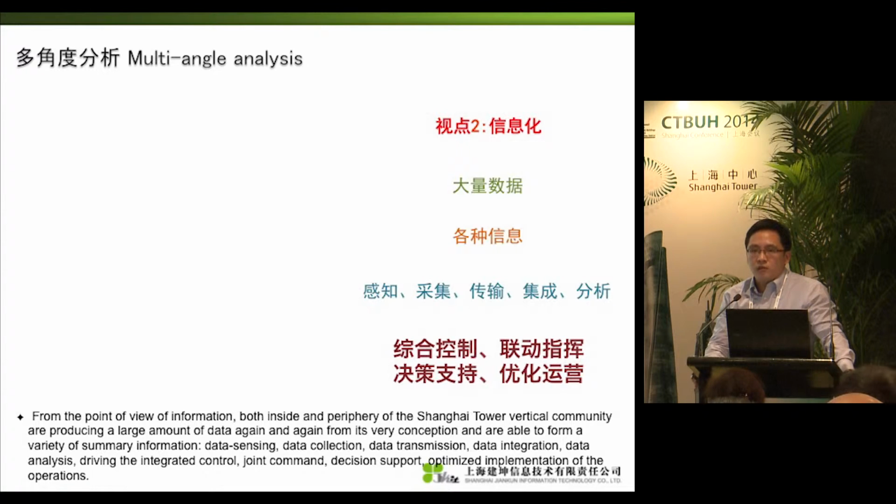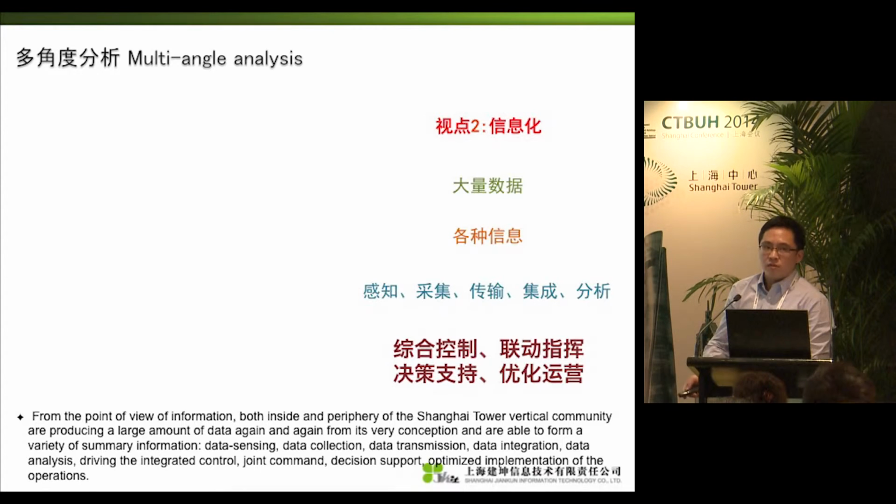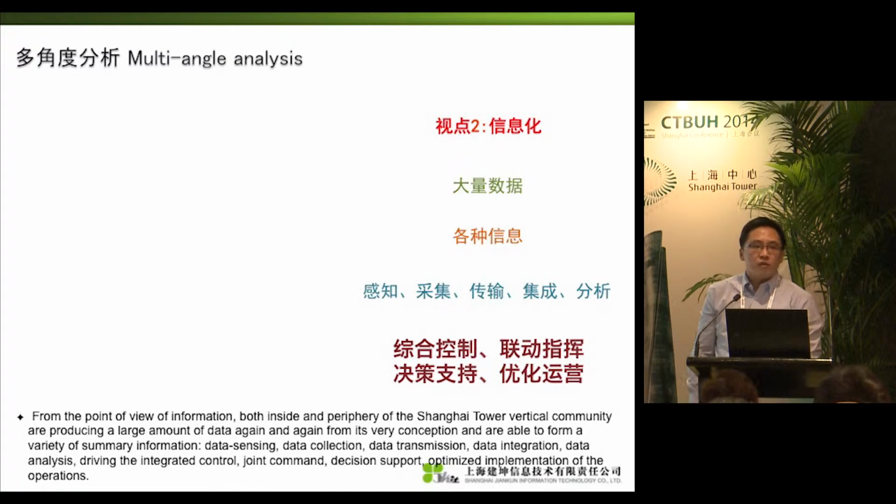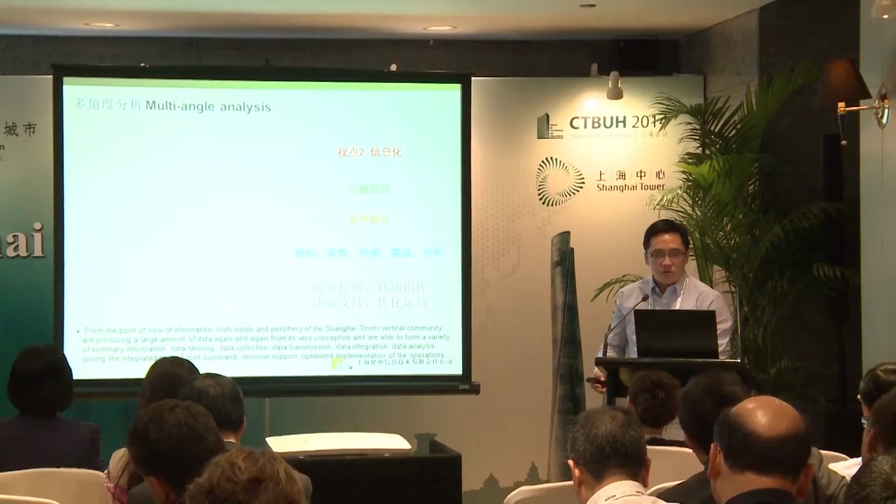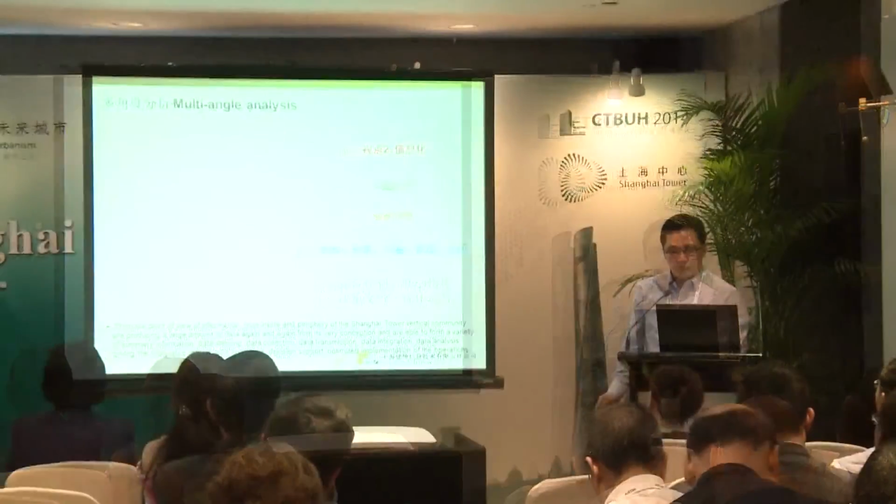At the very beginning of the design phase of Shanghai Tower, we had already collected a lot of data, and we have also generated a lot of information. For example, we can collect a diversity of data and information, including air information and climatic information. We believe that thanks to the sensing, collection, delivery, integration and analysis of all this information, it can enable our owner to have more holistic control and make better decisions. It can also help us optimize the operations.